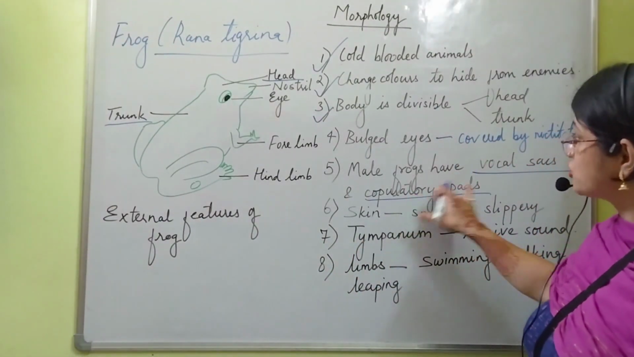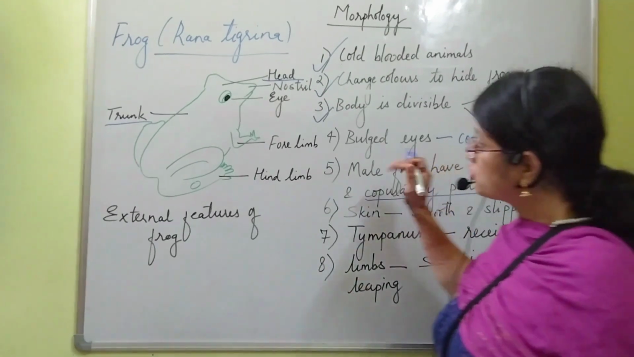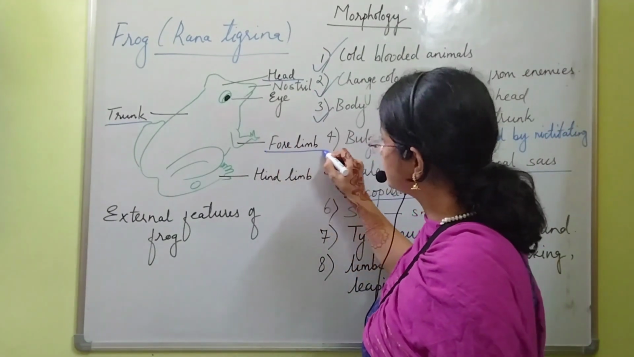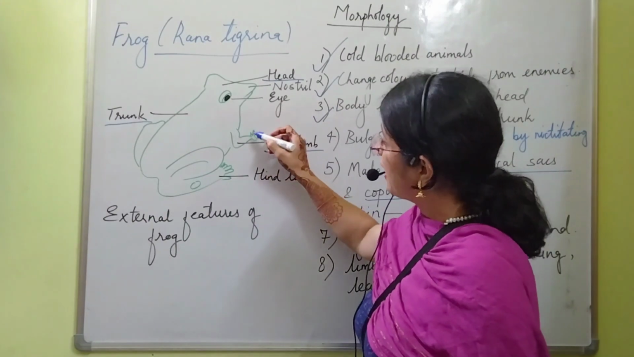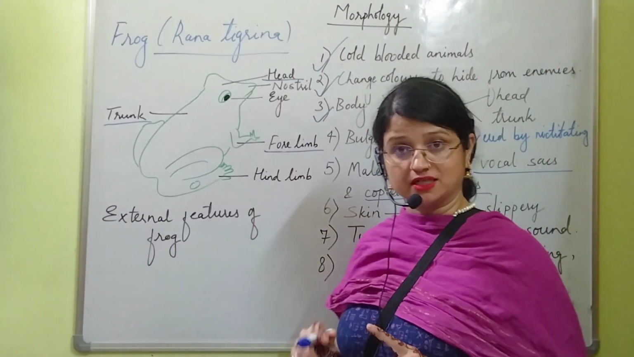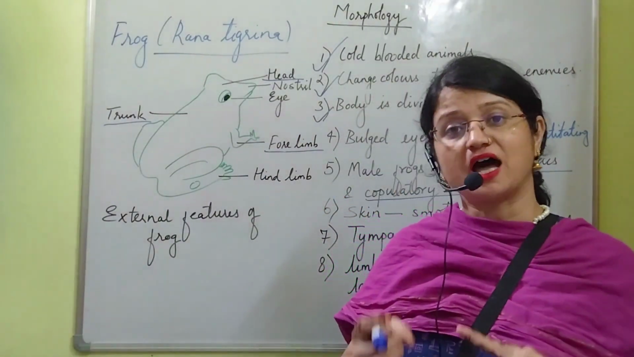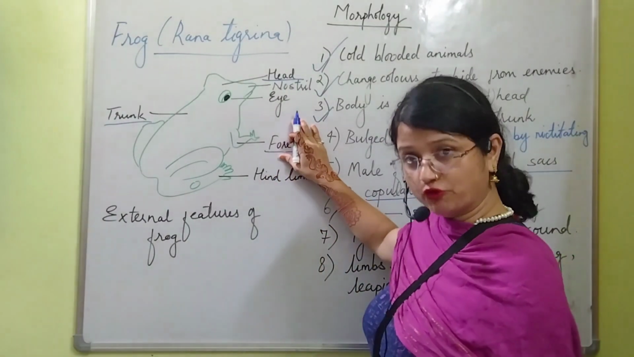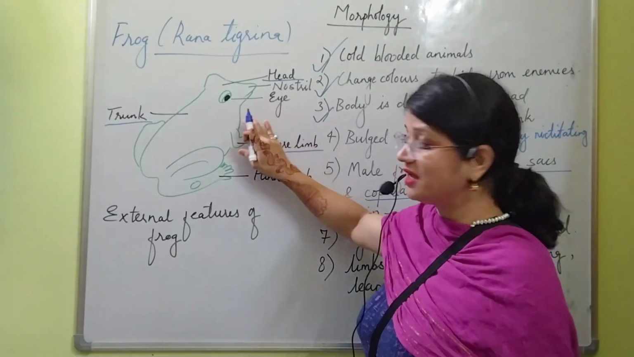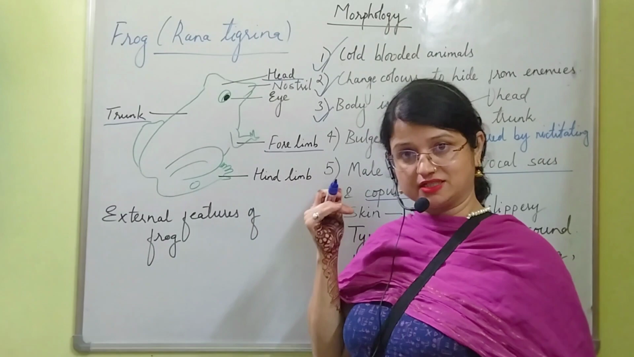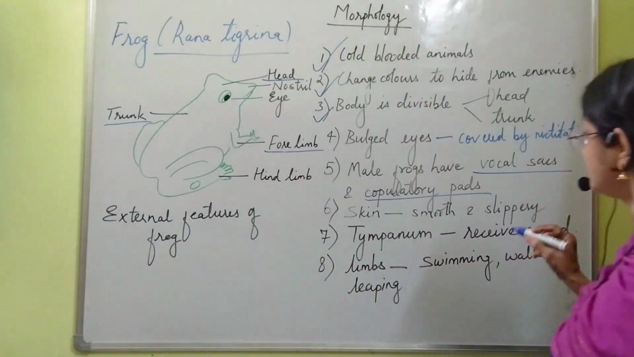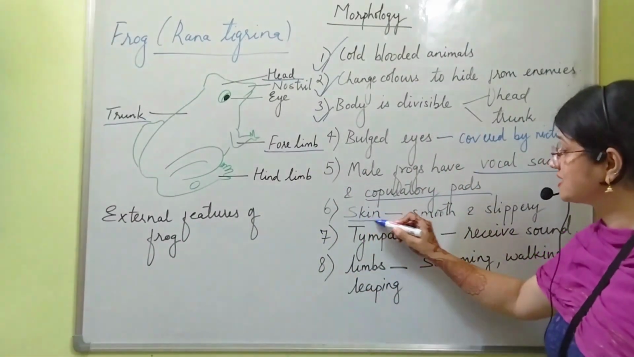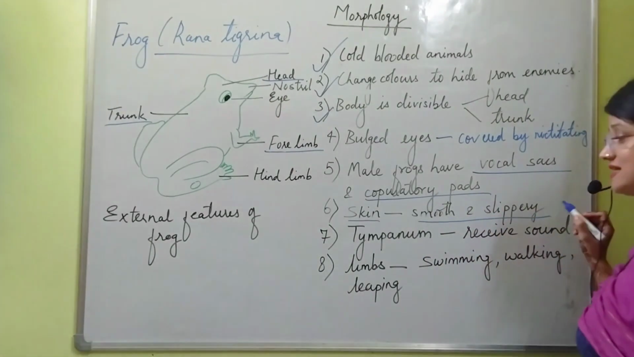Now where is this copulatory pad present? This copulatory pad is present in the forelimb and under the first digit. So the copulatory pads are present only in the forelimbs and that is only under the first digit. Clear?